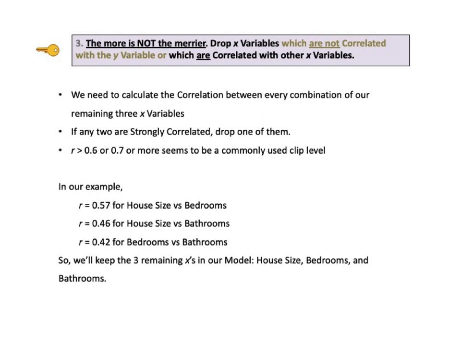In our example, R equals 0.57 for house size versus bedrooms, 0.46 for house size versus bathrooms, and 0.42 for bedrooms versus bathrooms. All of these are below the 0.6 clip level for being strongly correlated, so we'll keep these three remaining x's in our model. These three remaining x variables are house size, bedrooms, and bathrooms.